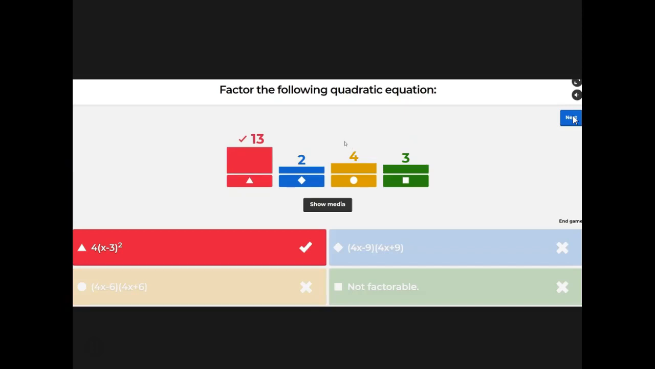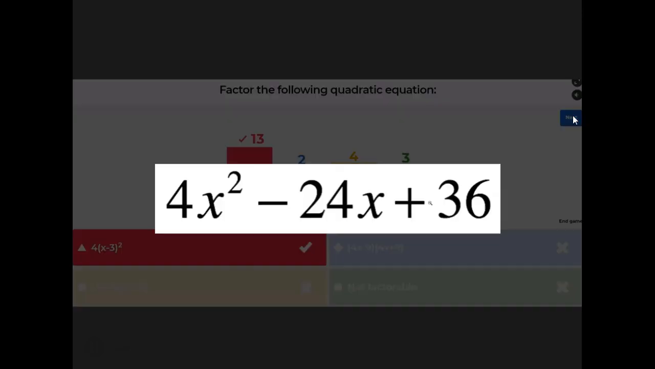All right, so you could have factored out a 4 and gotten x minus 3 squared. The blue one and the yellow one did not work, even though they looked similar, because they had mixed signs, and we needed both factors to be negative because the last number was positive.